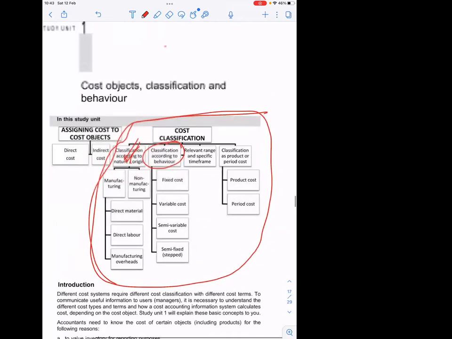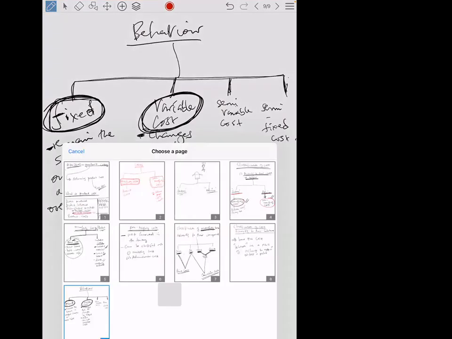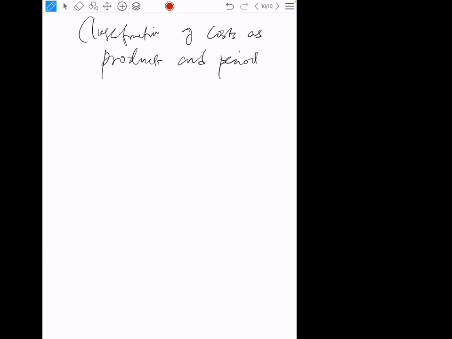Back to the next classification. Okay, so this is the concept, it's not a classification. The next classification is the classification as product or period cost. Our costs can also be classified, classification number 3, as product and period cost. It's another classification, right?